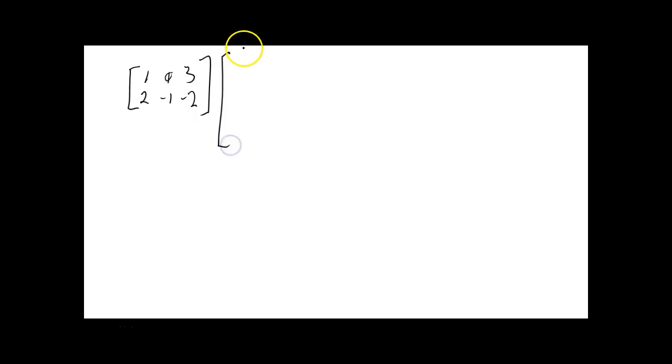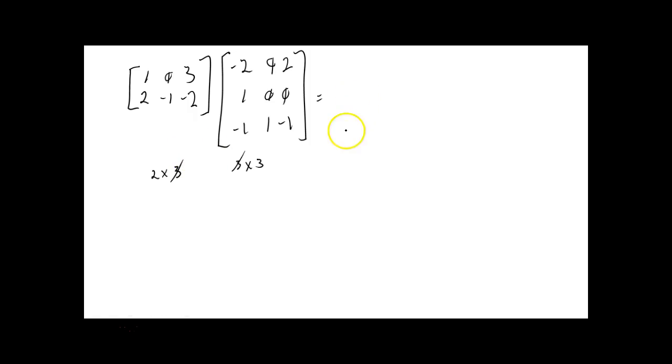Negative 2, 4, 2. 1, 0, 0. And negative 1, 1, negative 1. Can we multiply those two? Why? What's the size of the first one? 2 by 3, and this is a 3 by 3. Since the middle two are the same, you know your answer's got to be a 2 by 3.